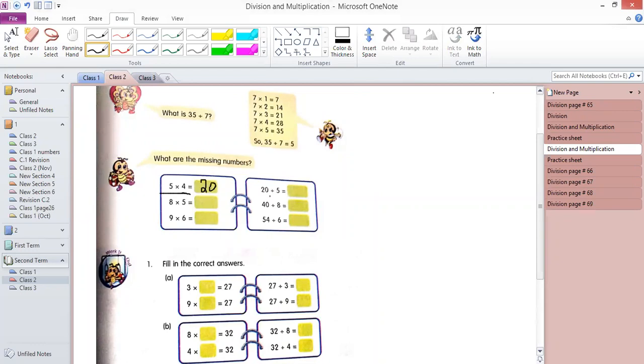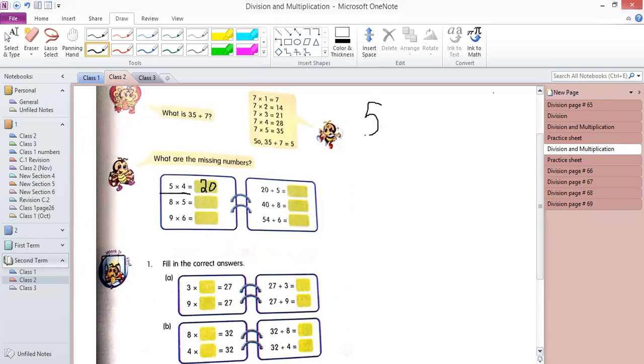Now look, this is 20 divided by 5. Can you tell me 20 divided by 5 will be equal to what? Yes? Five. Four. Four. Okay, I'll write it again.